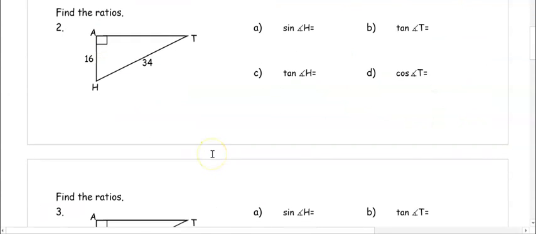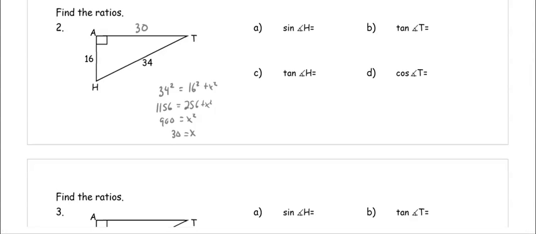So number two, we want to find the ratios. But we can't find the ratios yet because we are missing one of the sides. Because it's a right triangle, we can use the Pythagorean theorem to find our missing side. So we get 1,156 equals 256 plus x squared, 900 equals x squared, so x is 30. Now that we have our missing side, we can complete our ratios.